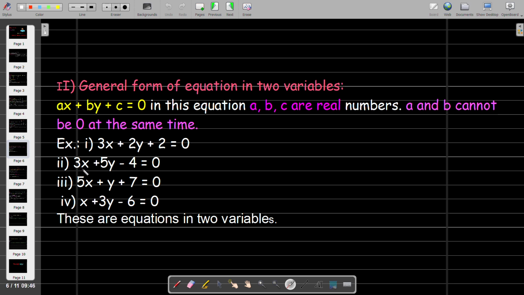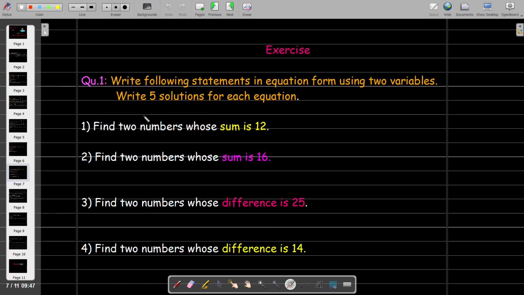The second equation is 3x plus 5y minus 4 is equal to 0. Here the coefficient of x is 3, the coefficient of y is 5 and the constant term is negative 4, and these are real numbers. Similarly, the third equation is 5x plus y plus 7 is equal to 0 and the fourth equation is x plus 3y minus 6 is equal to 0. All these are equations in two variables.